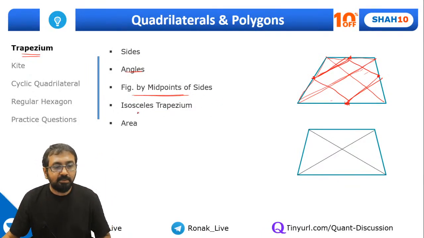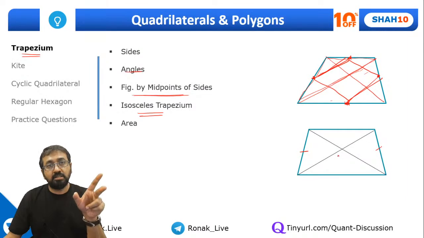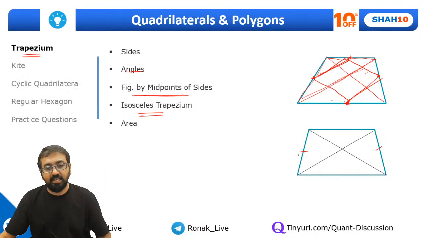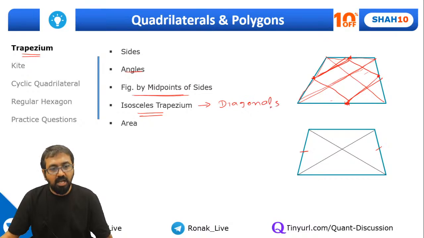Fine guys, now there is something called an isosceles trapezium. An isosceles trapezium is a trapezium in which the non-parallel sides are equal. So these two sides are equal. So this is an isosceles trapezium. Remember, in an isosceles trapezium, the diagonals are also equal.